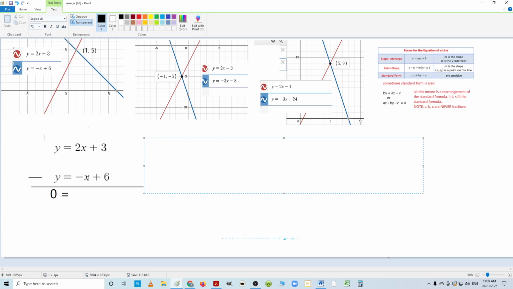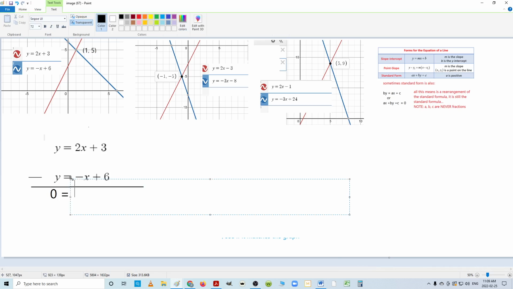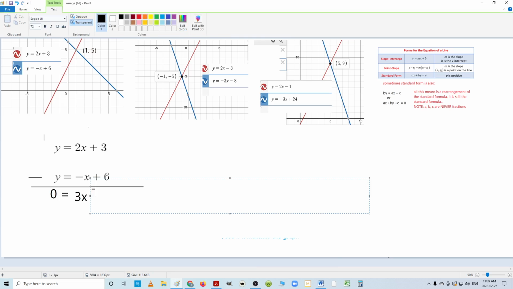One's the mathematical operation, and the other is the symbol of the item. So that means 2x minus 1x here is actually 3x. And we're going to discover the next thing up above. What is plus 3 minus plus 6? It's minus 3. Now all I have to do is solve.